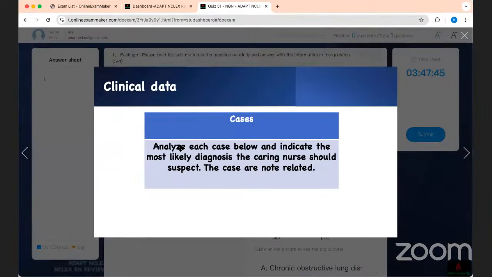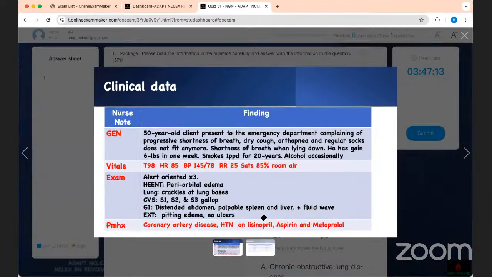This is the prompt, right? Analyze each case study below and indicate the most likely diagnosis the caring nurse should suspect. So this is the case. This is the case that it provided.